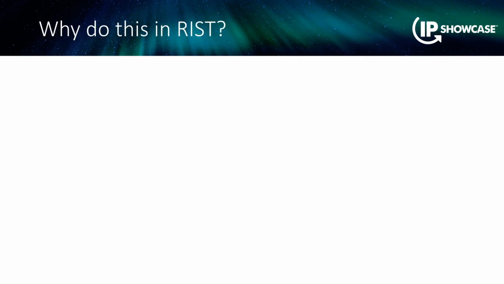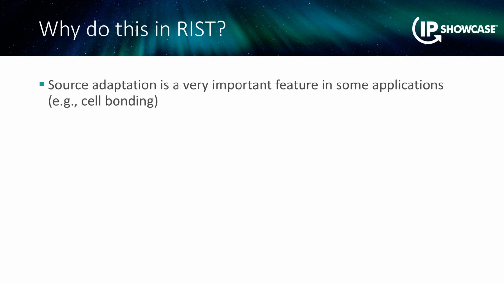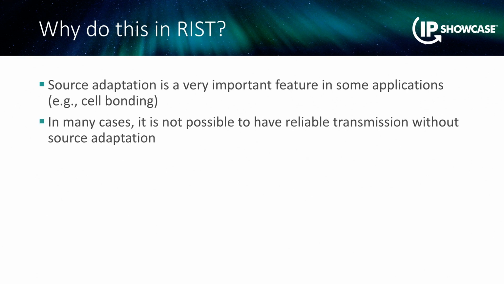So why do this in RIST? Source adaptation is a very important feature in some scenarios, and cell bonding is the typical one. In many cases, it's not possible to have reliable transmission without source adaptation. The bit rate is changing too much, and you don't have good video.